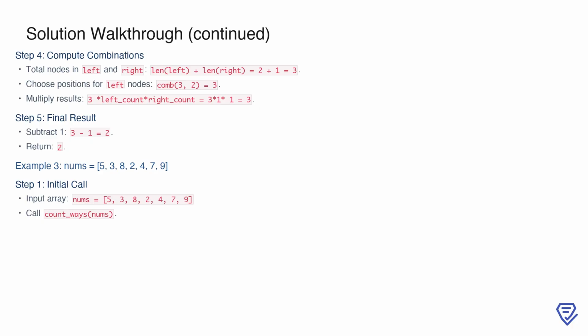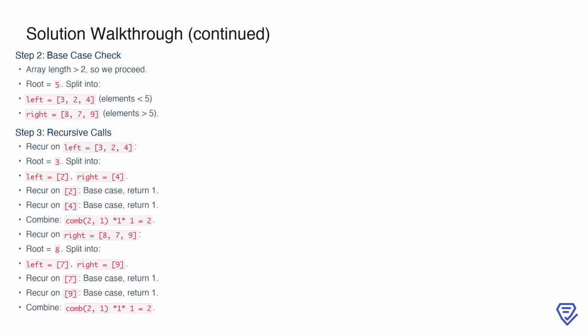Thus, the total number of valid reorderings for this example is 2. Now, let's consider the next array, nums equals [5, 3, 8, 2, 4, 7, 9], where we begin the process by calling count_ways(nums). For this larger example, the array length is greater than 2, so we proceed. The root of the BST is the first element, 5.